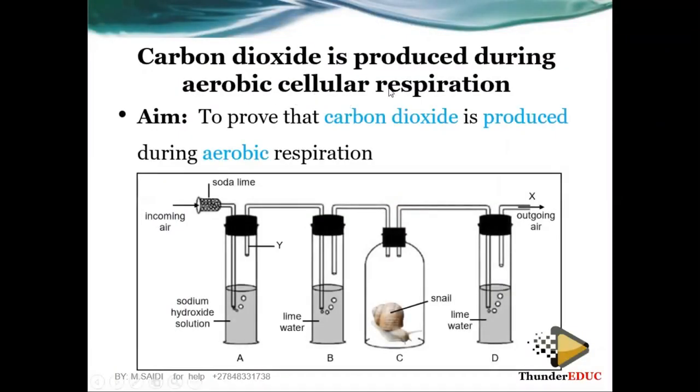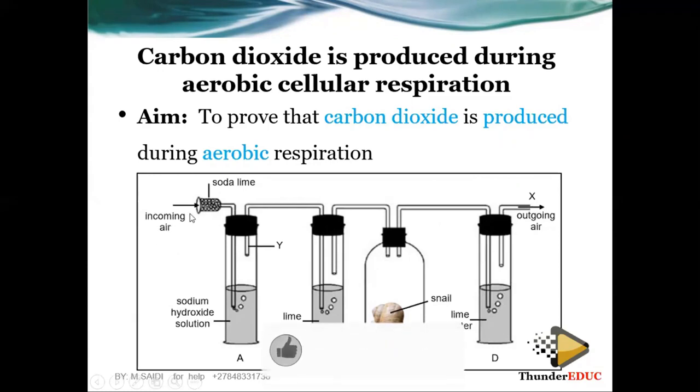Carbon dioxide is produced during aerobic respiration. Aerobic respiration is a type of respiration which uses oxygen. The breakdown of glucose in the presence of oxygen, we call it aerobic respiration. How do you interpret this experiment?